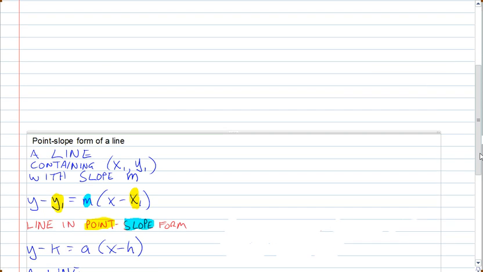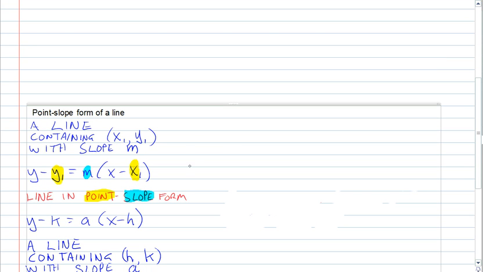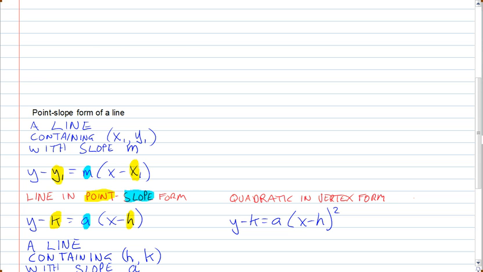We can use different letters for the point and the slope. We could call the point (h, k) and the slope a. Why would we do that? When you get to quadratics, a quadratic in vertex form is y minus k equals a times (x minus h) quantity squared, where the vertex is (h, k).